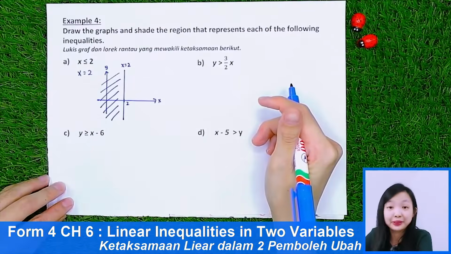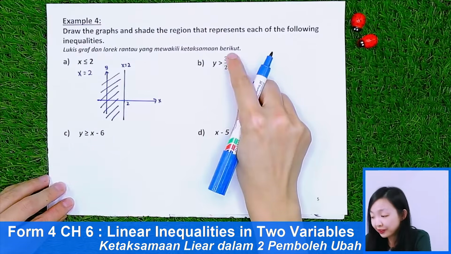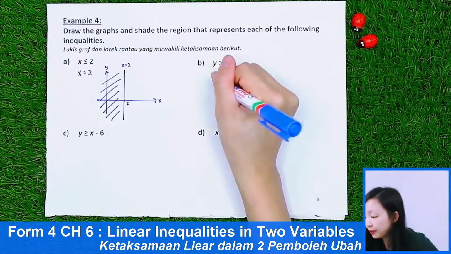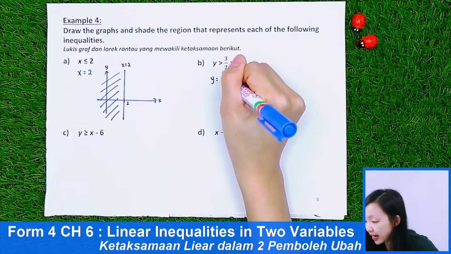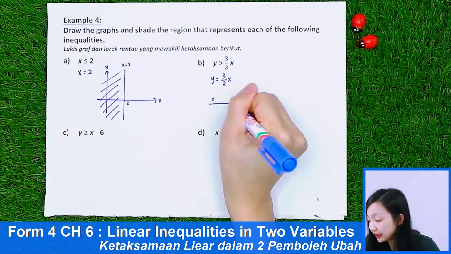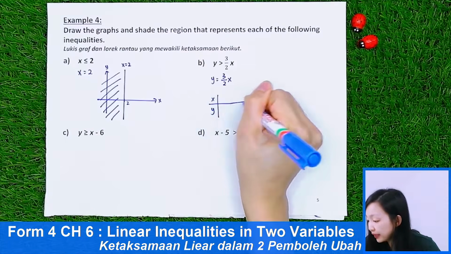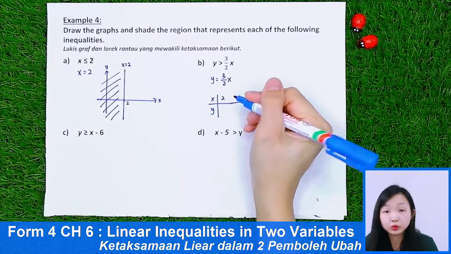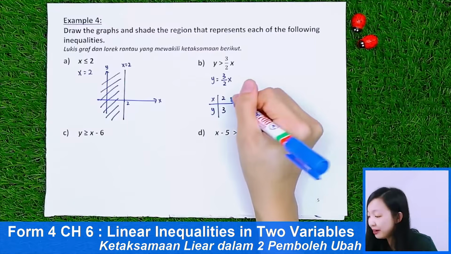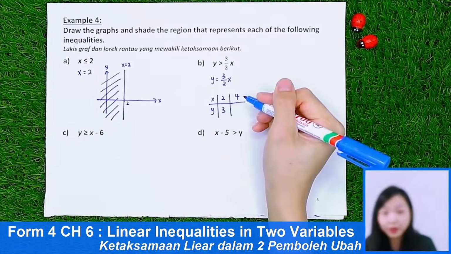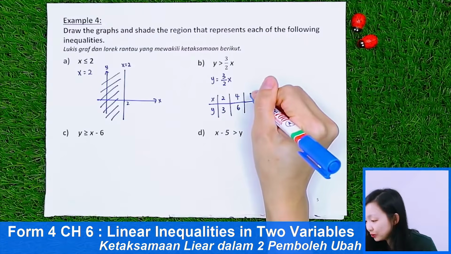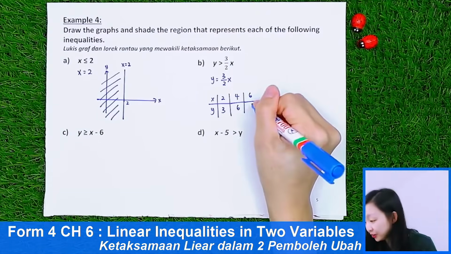Next, we go to part B. y is greater than 3 over 2 x. So the same thing, I will draw the graph y equals 3 over 2 x. The first thing I will do is draw a table. Let's say my x is equal to 2, my y will be equal to 3. When my x is equal to 4, my y is equal to 6. When my x is equal to 6, my y will be equal to 9.